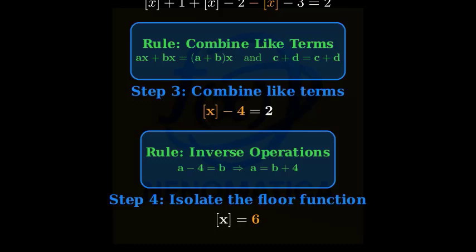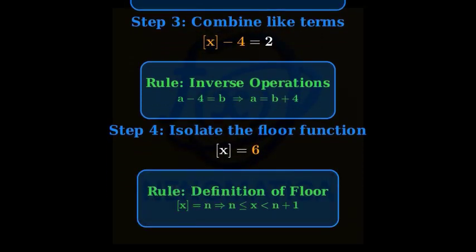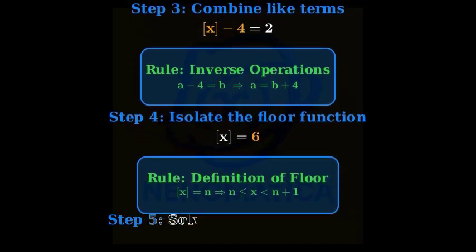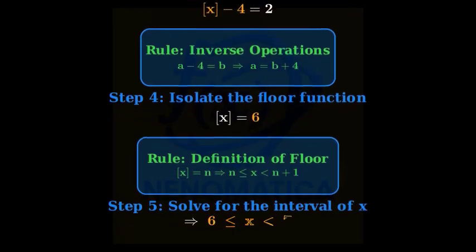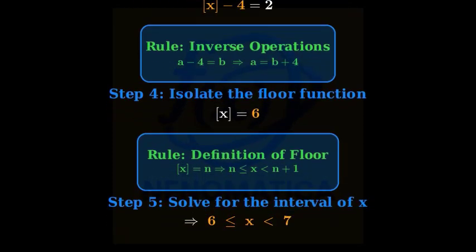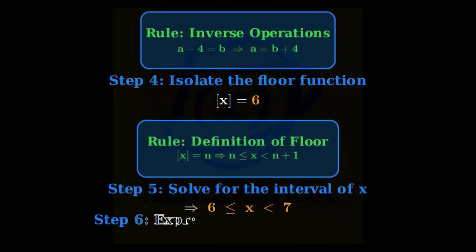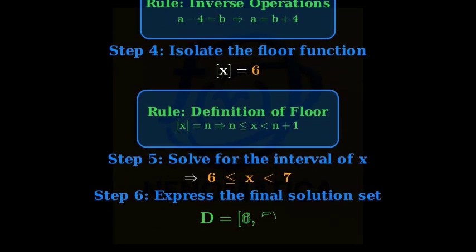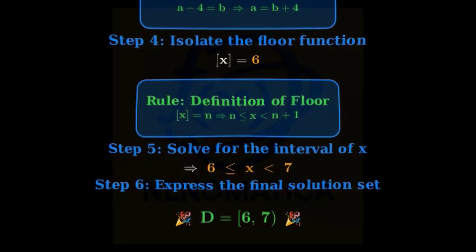Play button step 5. Solve for the interval of x using the definition of the floor function. We show the definition to convert floor to an inequality. Then the heading. Apply the definition with n equal to 6. Play button step 6. Express the final solution set. We display the step heading. Then the final answer in green with a celebratory moment.